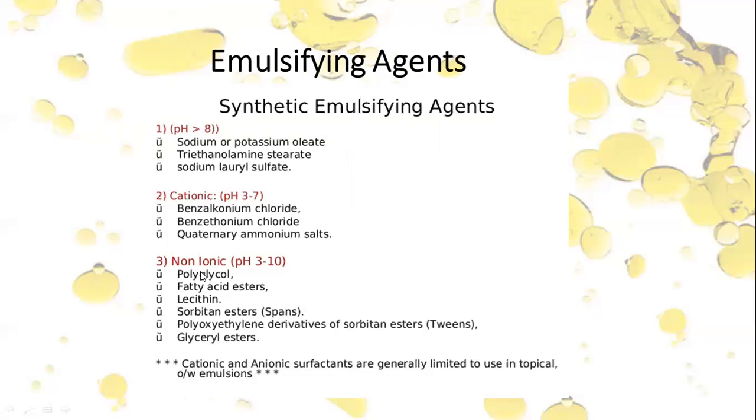And examples from the non-ionic part, where pH varies from 3 to 10: polyglycol fatty acid esters, lecithins, sorbitan esters, spans, that means polyoxyethylene derivatives of sorbitan esters, Tweens. So sorbitan esters are two types, Spans and Tweens, glyceryl esters. Cationic and anionic surfactants are generally limited to use in topical O/W emulsions, that means oil-in-water type emulsions.